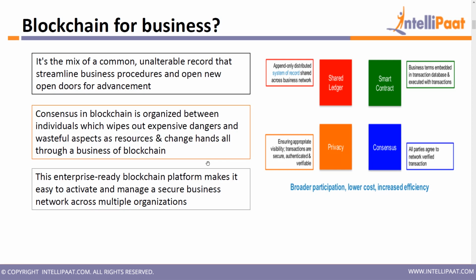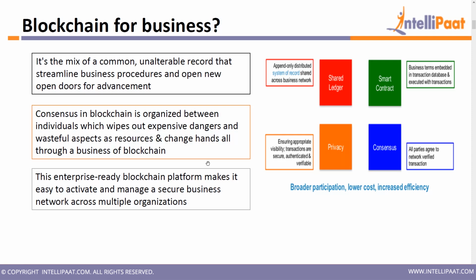If you go by the right portion of this slide and depict the picture, what you have as part of your Hyperledger blockchain is a shared ledger, a smart contract, privacy, and consensus. These are the four components of your Hyperledger blockchain platform, not only Fabric but all Hyperledger platforms. The ledger is used to append to a distributed system of record shared across the business network. We have already seen that shared ledgers are used to record your transactions that are shared across the business network. Then comes your smart contract.